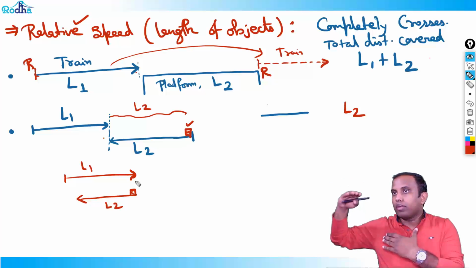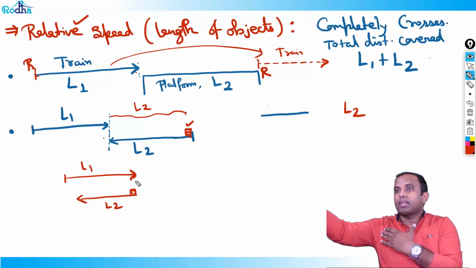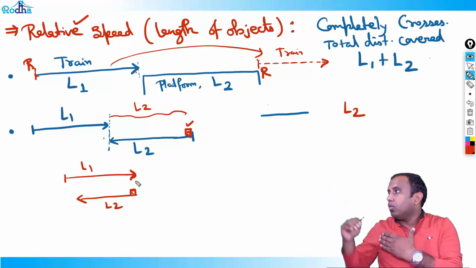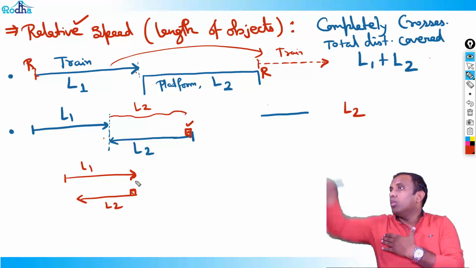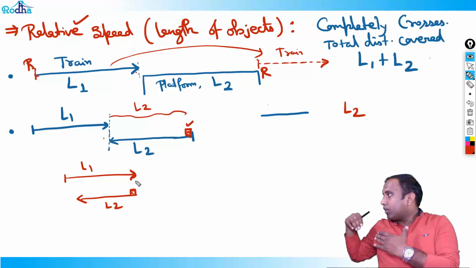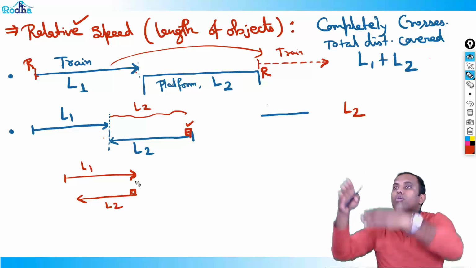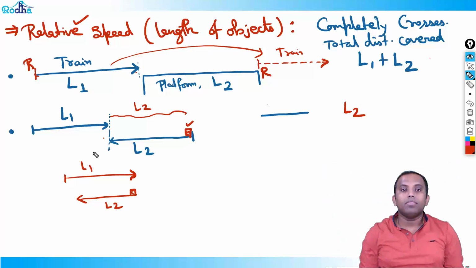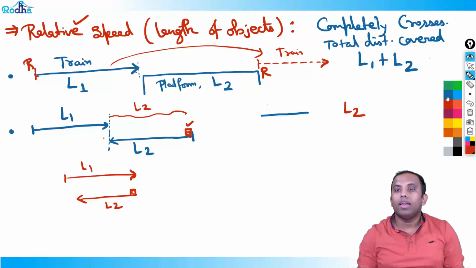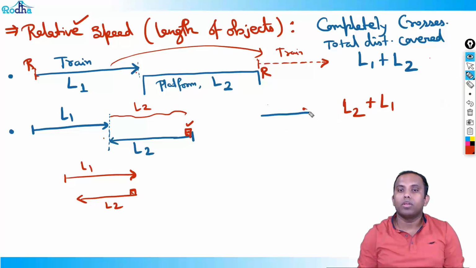So you know that I have covered the distance of my train length, that is L2. Now I have to cover the other train's whole length to cross that train, right? That means I have to further cover a length of L1. So the total distance covered by me is how much? L1 plus L2.